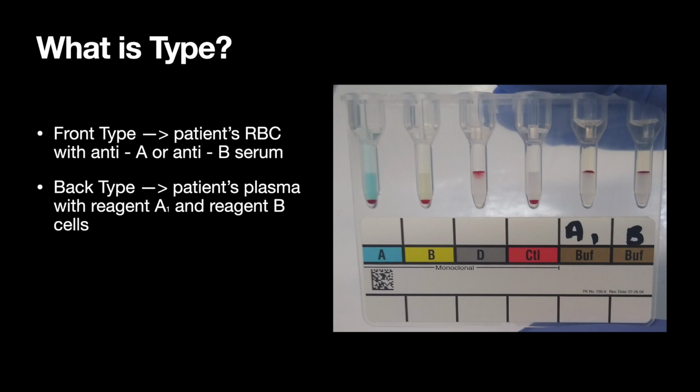And that's consistent with what we have here. The patient's anti-A and anti-B in the plasma reacts with the reagent A and B cells. That's why you have agglutination in the middle of the tube. So this is consistent with O pos. Okay, we do that, and we found out the patient who's getting surgery is O pos.